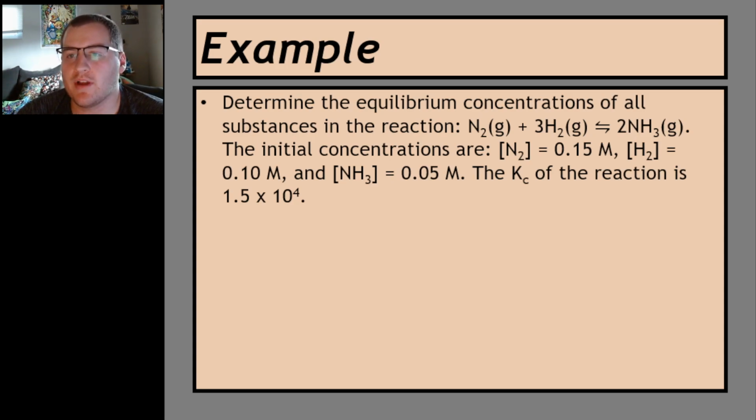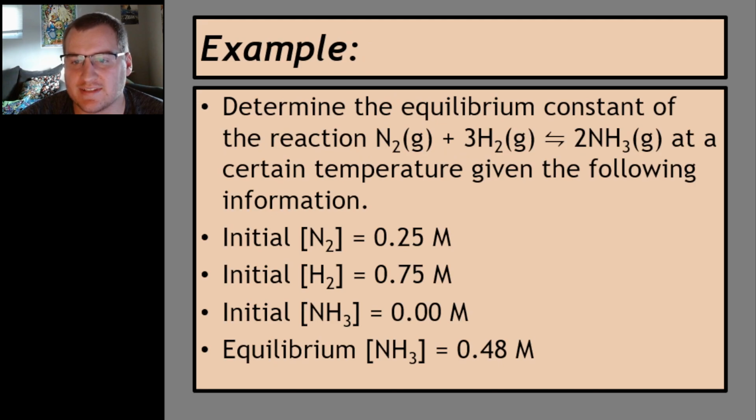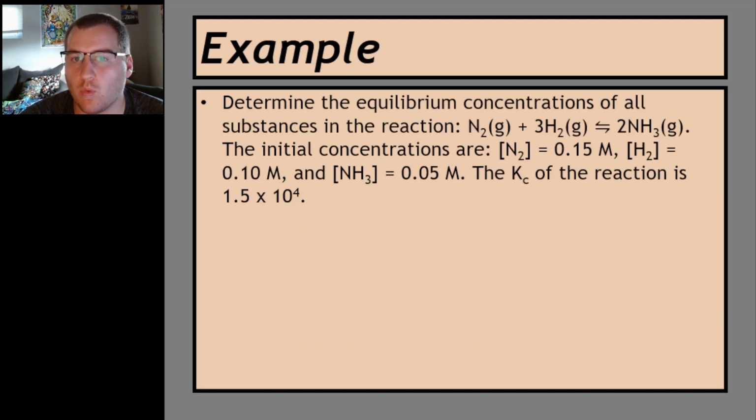Determine the equilibrium concentrations of all substances in the reaction. Same reaction as before. Gives me initial concentrations of all three. Gives me the Kc of the reaction. This gives me almost identical information to the last one, except it didn't give me the equilibrium amount of NH3. So I'm getting one less piece of information, but it gives me everything else. Okay, so let's go ahead.